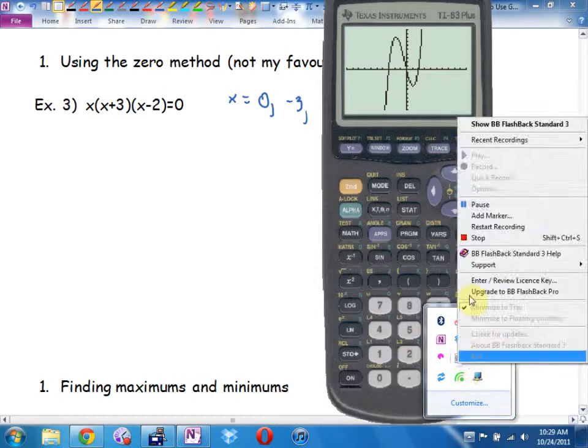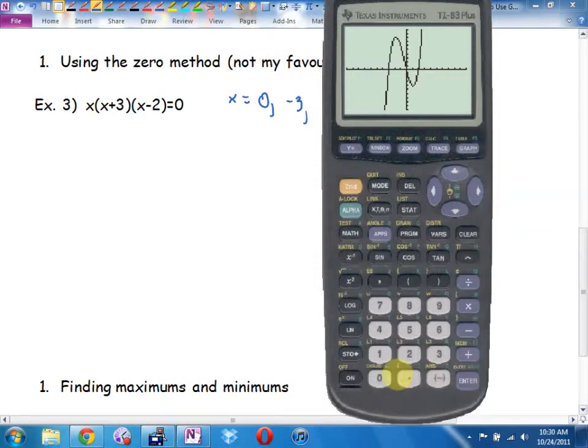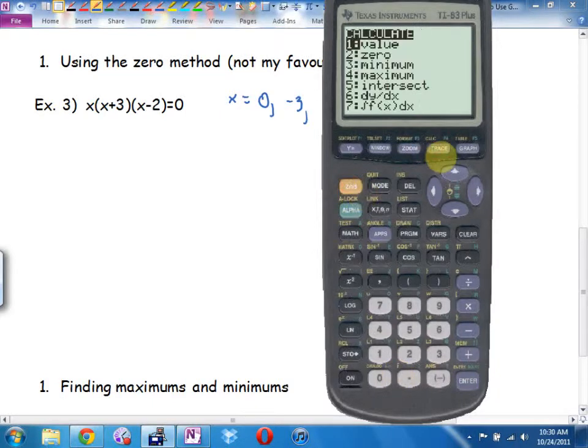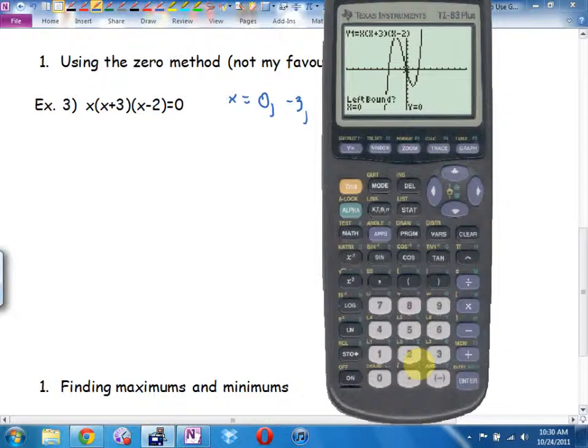Once again, we're going to do a calculation. So once again, it's second function calculate, second function trace. This is the zero method. Which option do you think I want to choose? Option 2. How many roots, how many x-intercepts, how many zeros are there? Count. How many are there? 3.